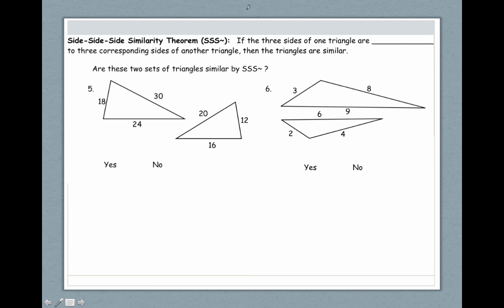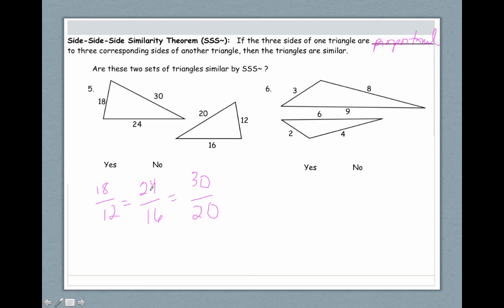The side-side-side similarity theorem says if three sides of one triangle are proportional to the three corresponding sides of another, then they are similar. So we've got to check, because we don't have any angles at all, we have to check every side against every other side. So I'm just going to start with the smallest one so that we don't have to figure out how to rotate it or anything. Do the smallest ones first, the next largest ones next, and the largest ones last.